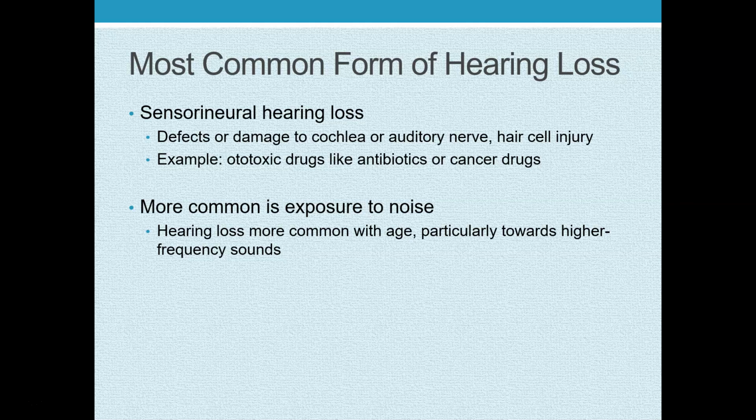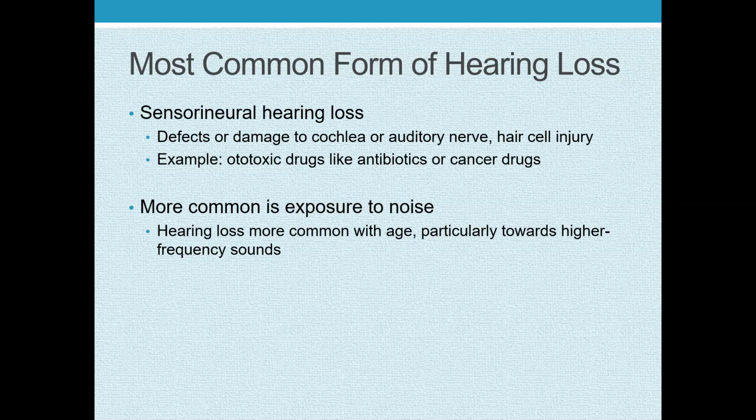Now, the most common form of hearing loss, though, is what we call sensory neural hearing loss. This occurs because of defects or damage to the cochlea or the auditory nerve, as well as injury to the hair cells. So for example, certain types of antibiotics or certain types of cancer drugs are what are known as ototoxic. Certain types of drugs will actually permanently damage the hair cells. Remember that these are specialized neurons that cannot regenerate. So if you damage them, they're pretty much done.